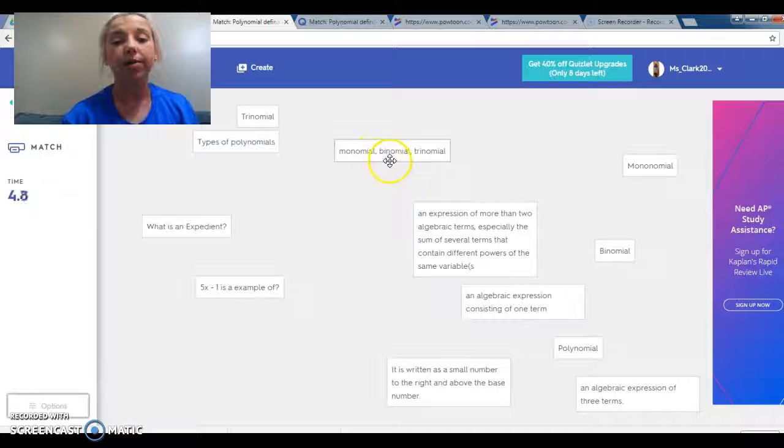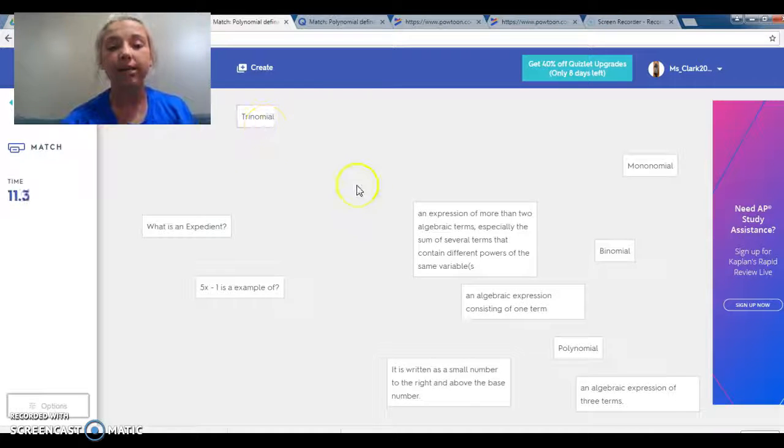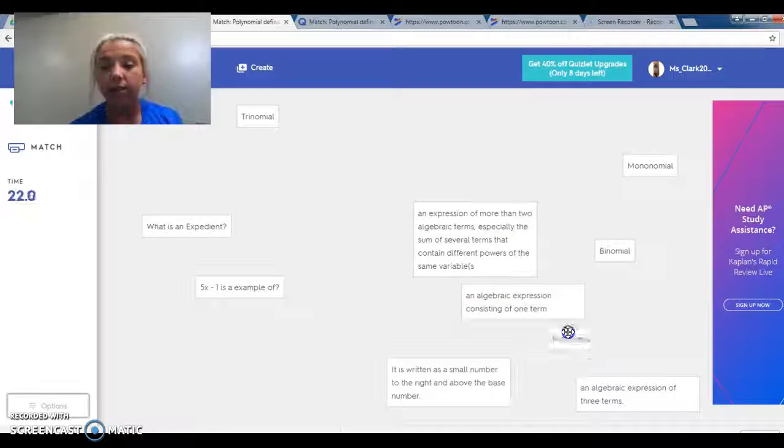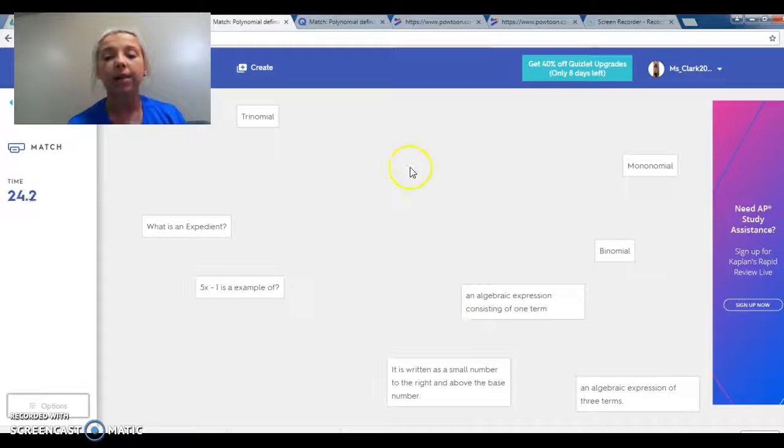So we have monomial, binomial, and trinomial. That's the types of polynomials. And then it says an expression of more than two algebraic terms, especially the sum of several, so that would just be the definition of a polynomial. So let's look. Here it is. You just bring it up. So it's simple as that.